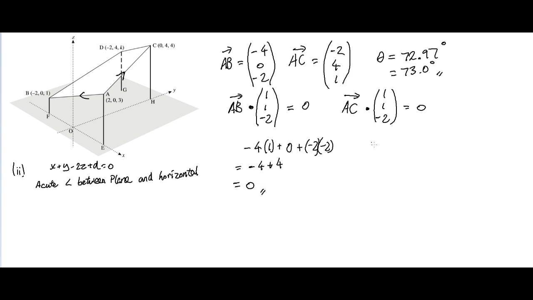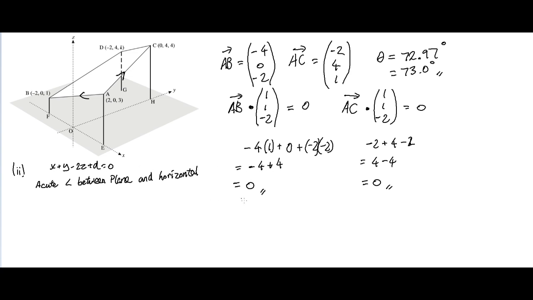So same for AC: minus 2 times 1, plus 4 times 1, times minus 2 times 1, which is equal to 4 minus 4 equals 0. And so that's all you need to do to verify that step.